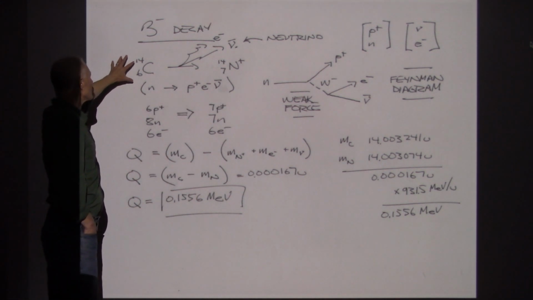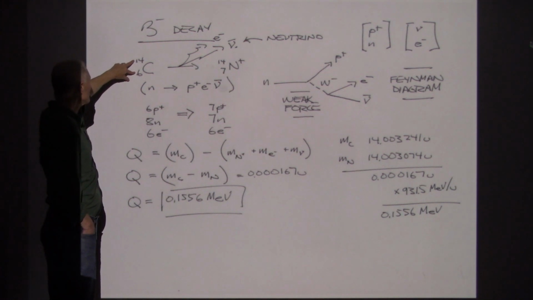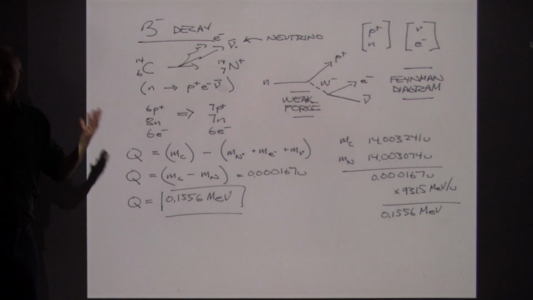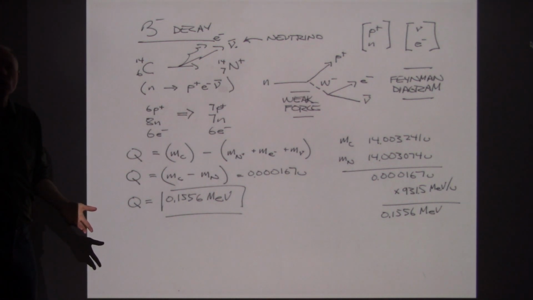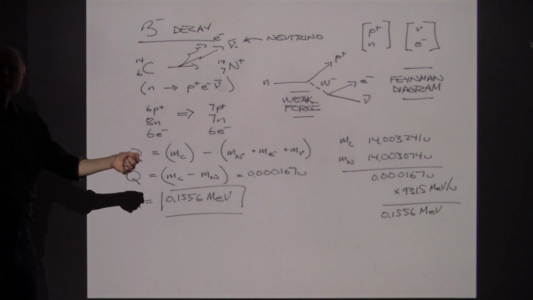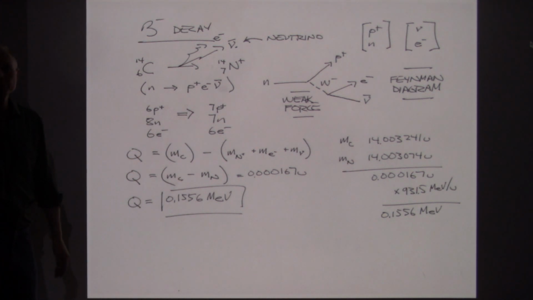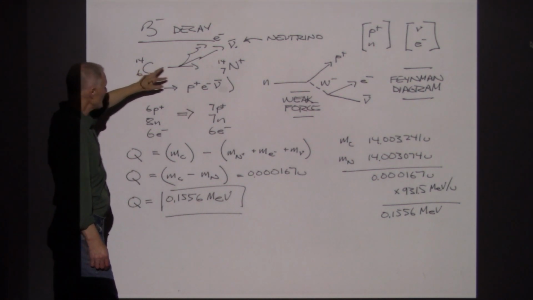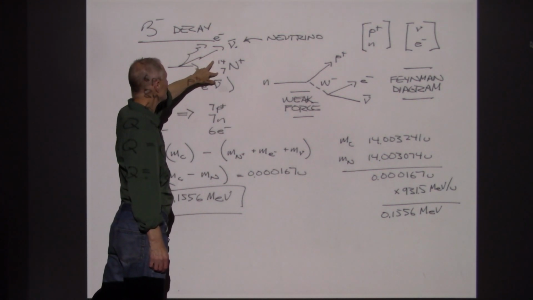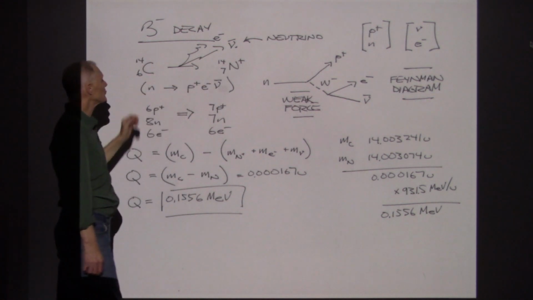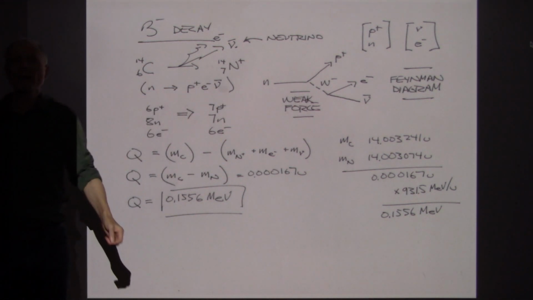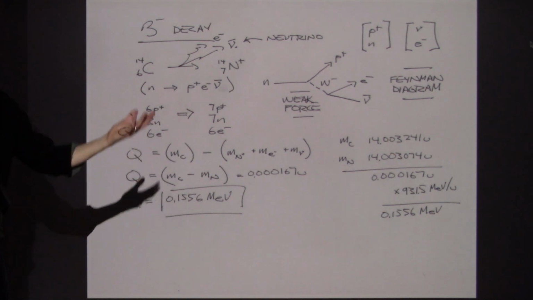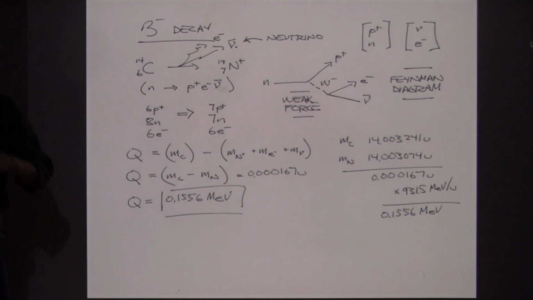It's not necessarily that carbon-14 is terribly unstable. It's just that there's something even more stable that it can easily turn into. So yes, this is radioactive, and that's because it can turn into something that's even more stable. Now once you get to nitrogen-14, there's no easy path for nitrogen-14 to turn into something more stable, and so it is a stable isotope.